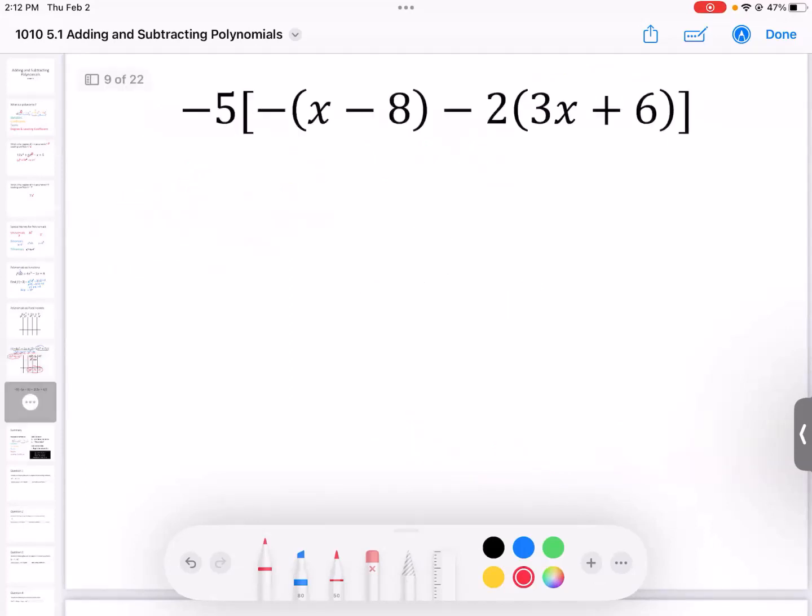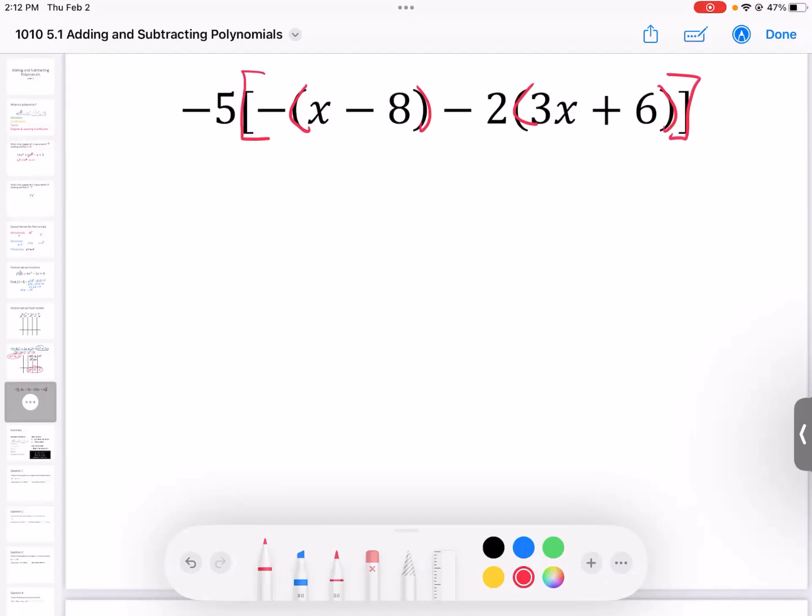And sometimes I think there's one problem on your homework where it's a rather complicated expression, like a whole bunch of polynomials that you're asked to add and subtract together. So if you get something like this, you basically want to start on the innermost set of parentheses and work your way out from there. So on this one, I have these two sets of parentheses, and they are inside of a bigger bracket or a bigger set of parentheses.